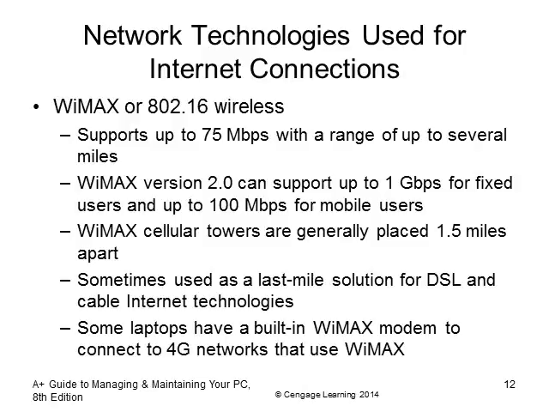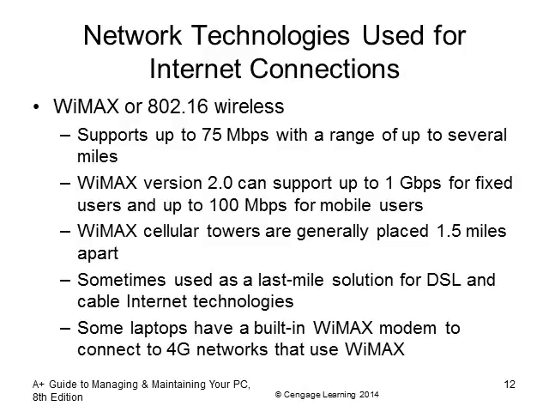WiMAX, also referred to as 802.16 wireless, supports up to 75 megabits per second with a range of up to several miles. WiMAX version 2.0 can go up to 1 gigabit per second for fixed users, and up to 100 megabits per second for mobile users. Your WiMAX cellular towers are placed about 1.5 miles apart from each other. Sometimes it is used as a last mile solution for DSL and cable internet technology, so it's kind of like a Hail Mary, the last-minute hurrah.